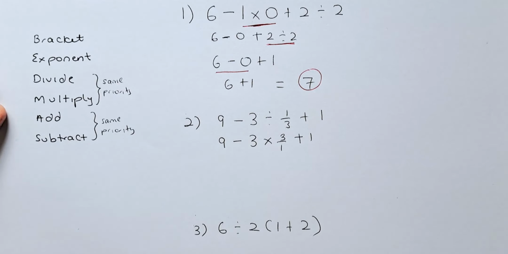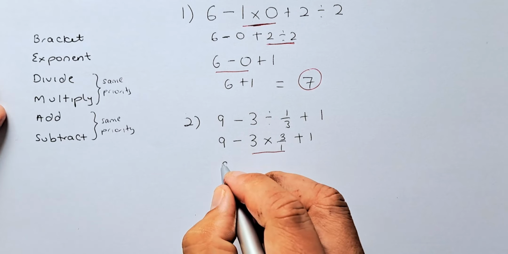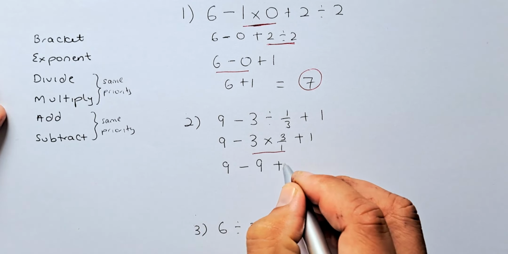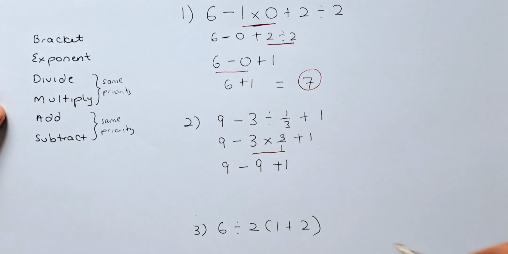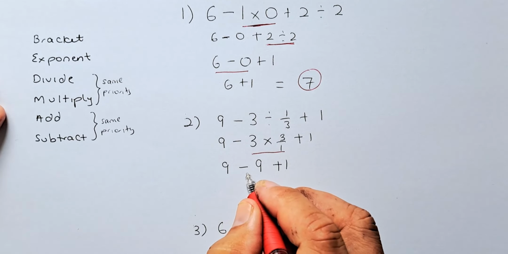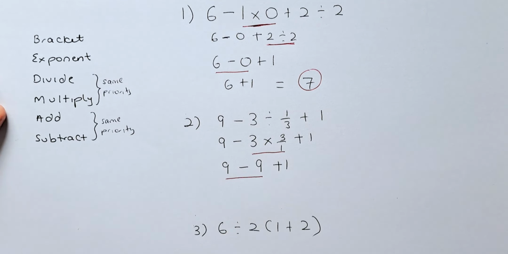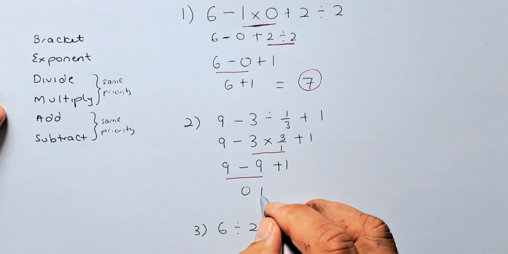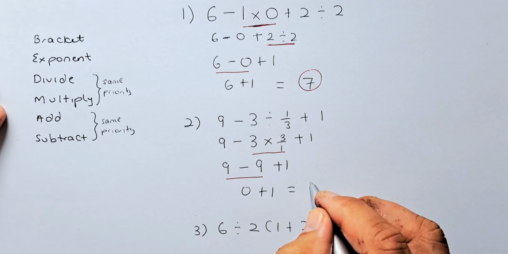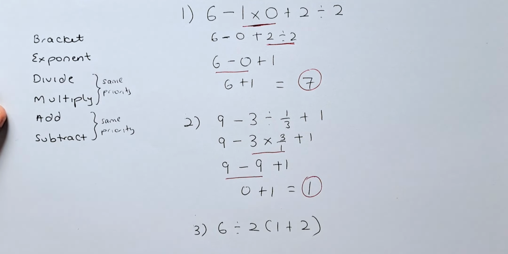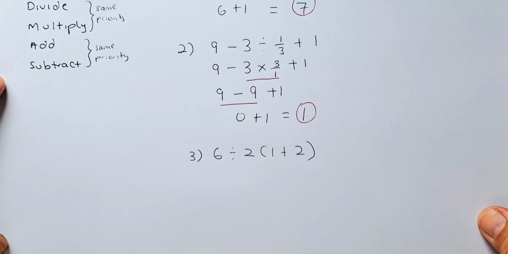Okay. Now we're going to multiply this number. So it's going to be 9 minus 3 times 3 over 1 is going to be 9 plus 1. Then you have a minus and a plus, and because we're moving from left to right, we have to do the minus first. So it's going to be 9 minus 9 is going to be 0. Plus 1, and the answer is going to be 1.